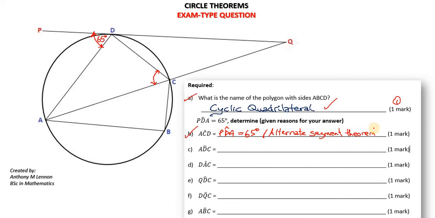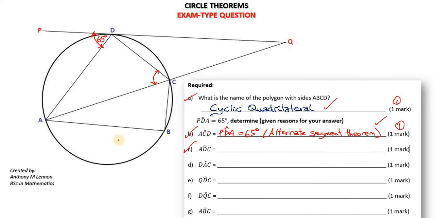And that is just short for saying the angle between a tangent and a chord is equal to the angle in the alternate segment standing on that chord, the same chord. Okay, so that's for 1 mark. If you got that, then you're correct. Absolutely correct. Let's look at part C.